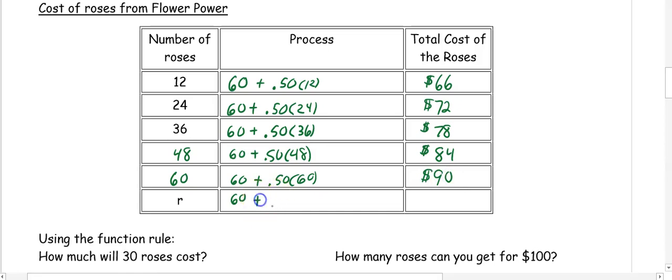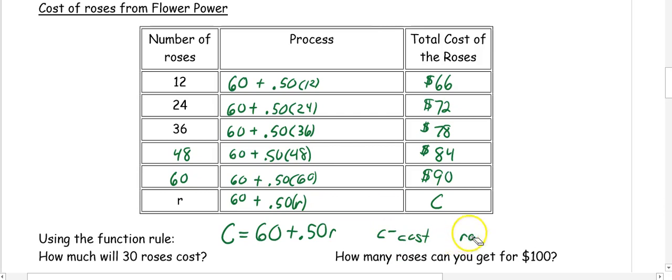So if I was looking at an algebraic representation, we would know that we have to pay $60 plus 50 cents per rose, so 0.50 times R, which would get us our cost. So our function rule then would be C equals 60 plus 0.50 R, where C is going to represent the cost, and R is going to represent the roses.